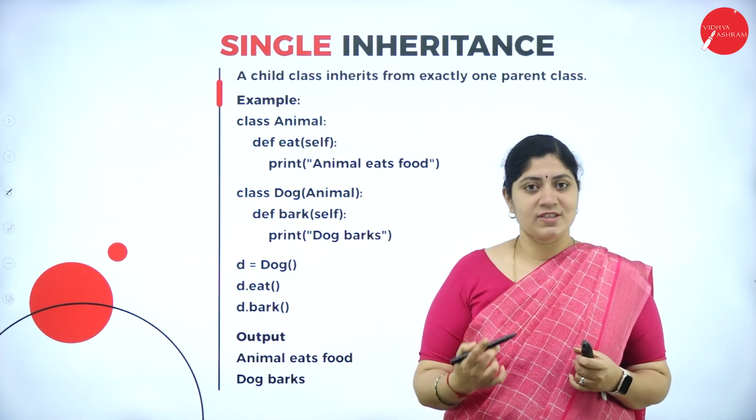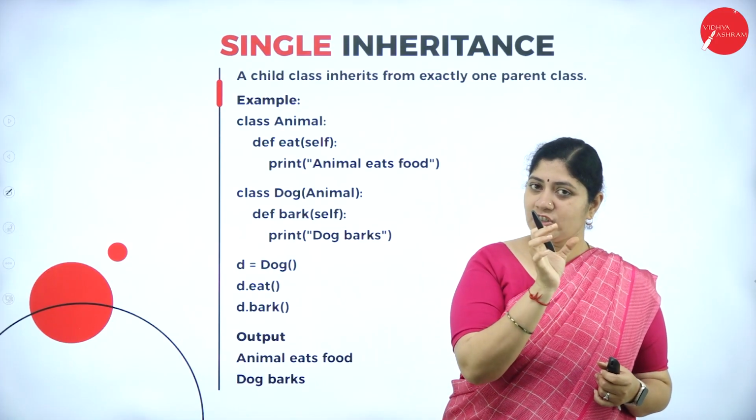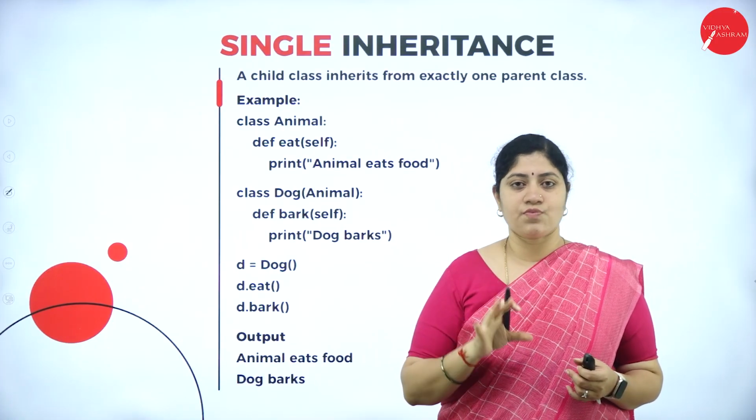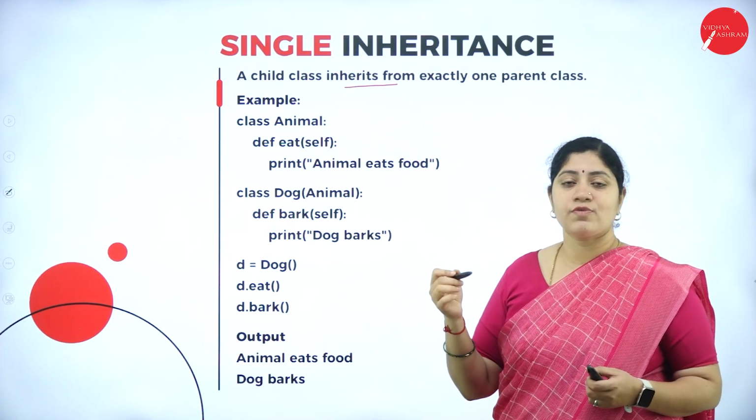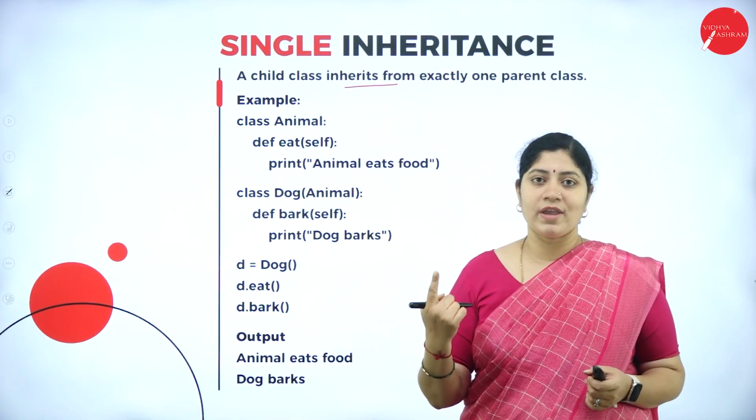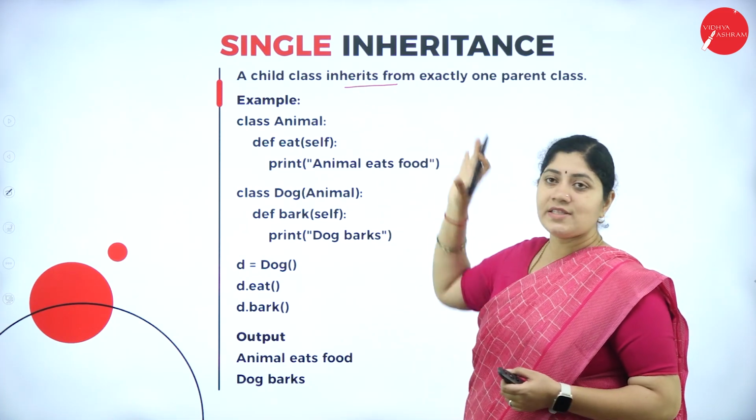Single, as the name itself says, there will be only one child and one parent that is formed. So we can say that a child class inherits from exactly one parent class. So that is none other than single inheritance.